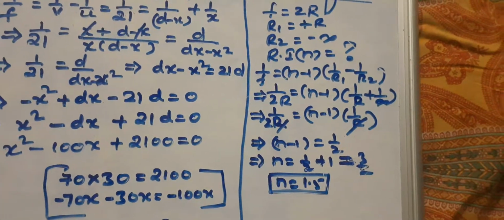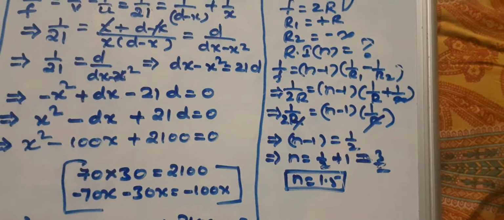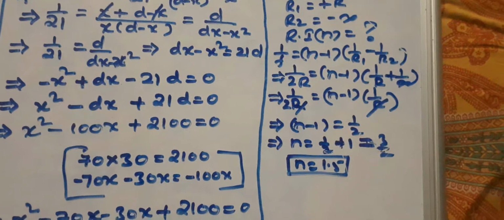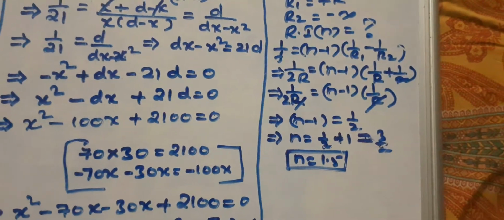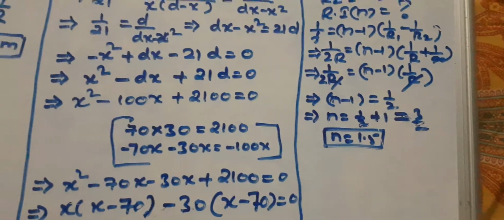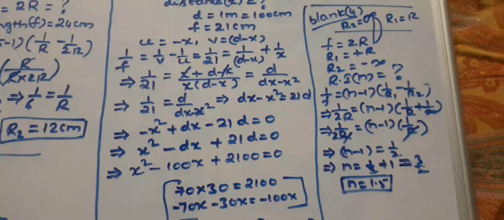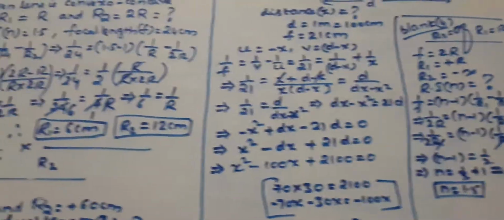So 1 by 2R is equal to (N minus 1) times (1 by R plus 1 by infinity), and 1 by infinity means 0. 1 by R plus 0 means 1 by R, so R will be cancelled. Now we get N minus 1 is equal to 1 by 2. Then N is equal to 1 by 2 plus 1, which is 3 by 2. That is, N is equal to 1.5, students. So this is the solution for this problem.